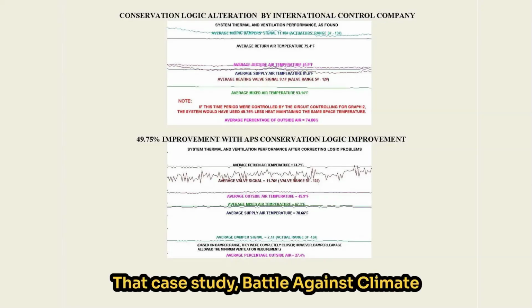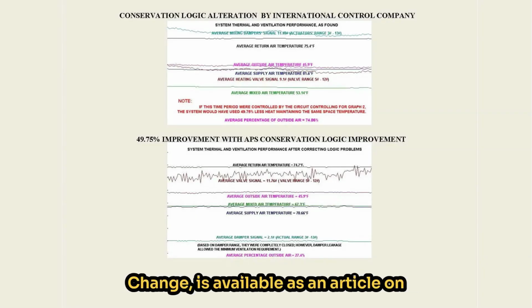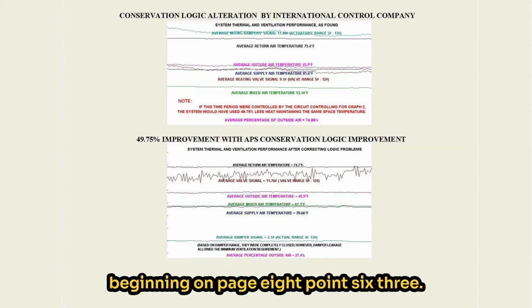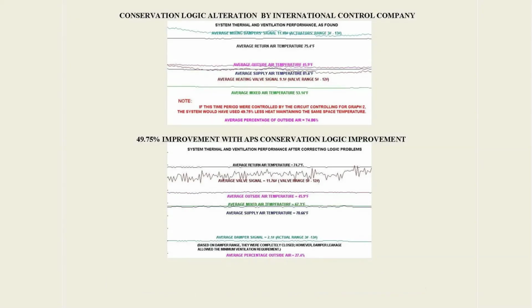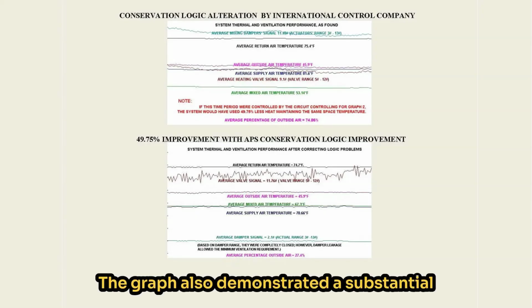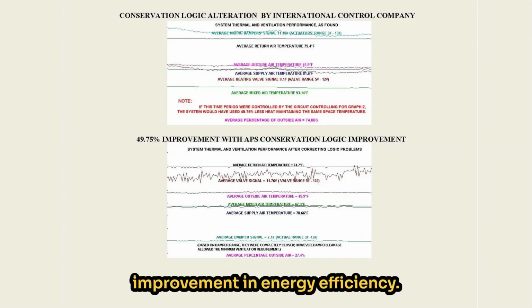That case study, Battle Against Climate Change, is available as an article on the APS website, apscontrols.org, and is also included in the APS Conservation Training Manual, beginning on page 8.63. APS redesigned the control sequence, resulting in the performance shown in the lower graph. The outcome was clear. All occupant comfort complaints were eliminated. The graph also demonstrated a substantial improvement in energy efficiency.